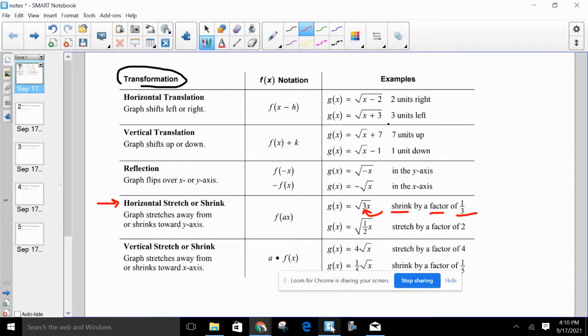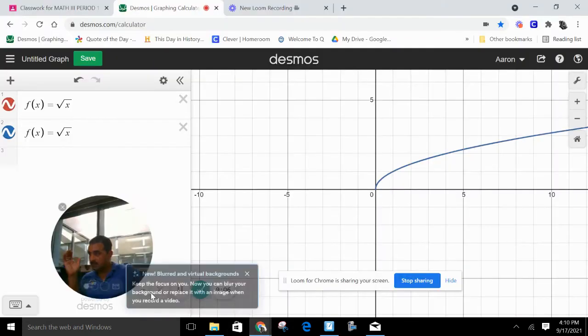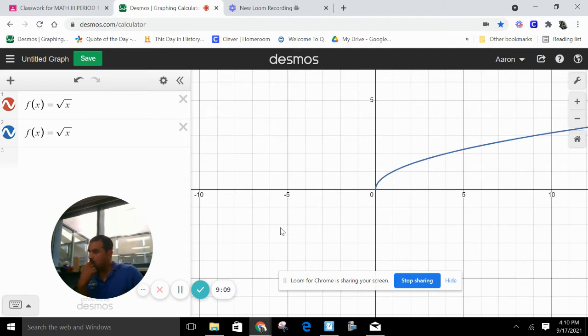All right, so check it out. The next one is, let's take that parent function and multiply it by 3. Notice when you multiply it by 3, it shrinks by what they call a factor of 1/3. That means every x coordinate is going to be multiplied by 1/3, which is the same as dividing by 3. So every x coordinate on the parent will actually be multiplied by 1/3. So the child function will shrink. Notice, it's going to shrink by a factor of 1/3. That means every x value in the parent is multiplied by 1/3.